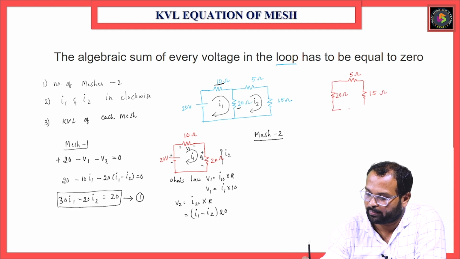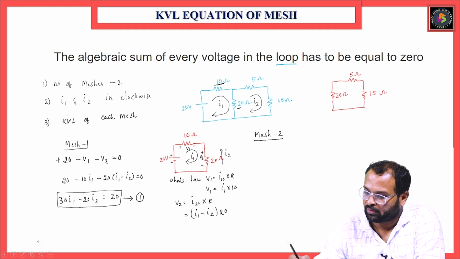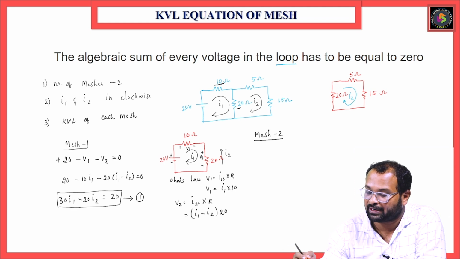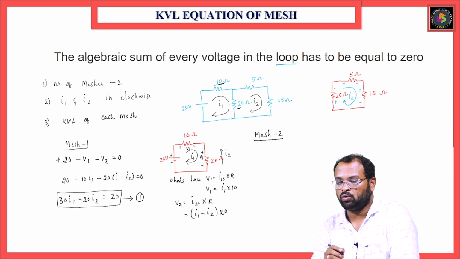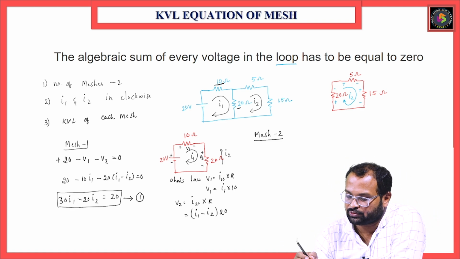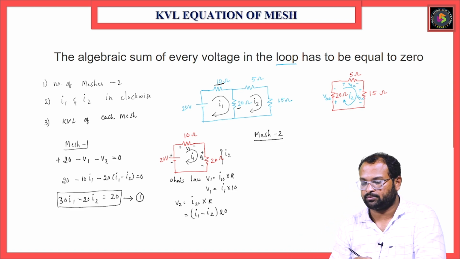Okay, no problem. And what is the current direction? We have taken a clockwise direction, and the current is I2. Wherever current is entering, that is the reference current: plus, minus. Now we'll see the voltages across these. I am considering V20 ohms, V5 ohms, and this is V15 ohms.